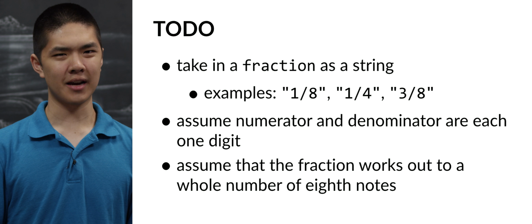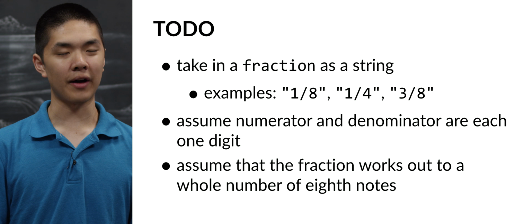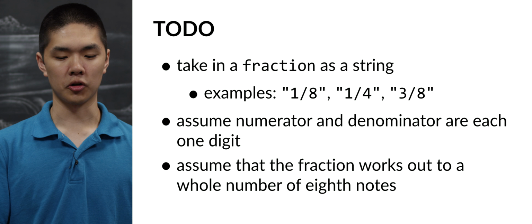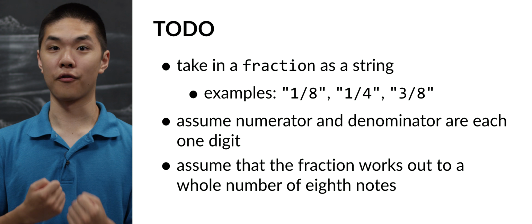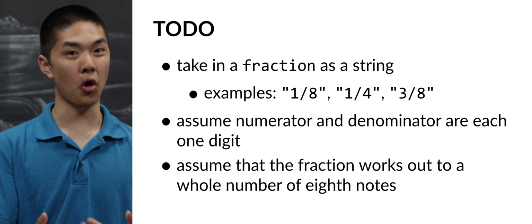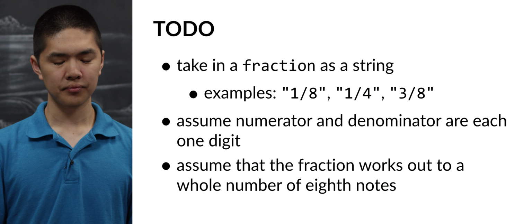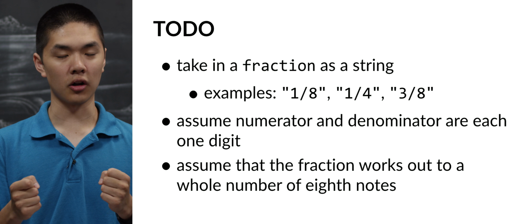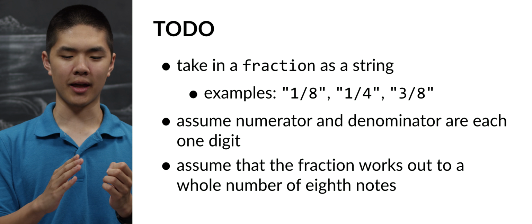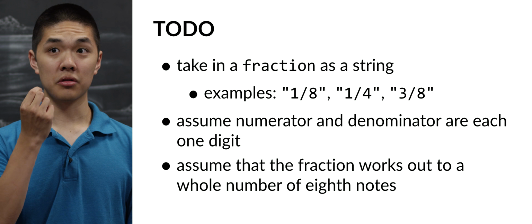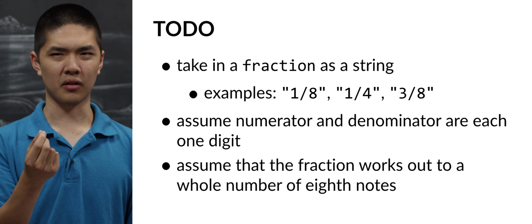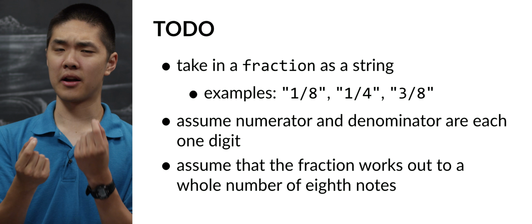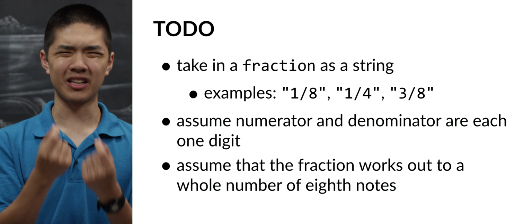How might you go about thinking about this? Well, think about what the possible values for the denominator could be. It could be over 8, or over 4, or over 2, or even over 1. And based on that, you know that if the numerator and denominator are each one digit long, and they have a slash in between them, you can figure out that, okay, the first character of that string is going to be the numerator, and the last character of that string is going to be the denominator.